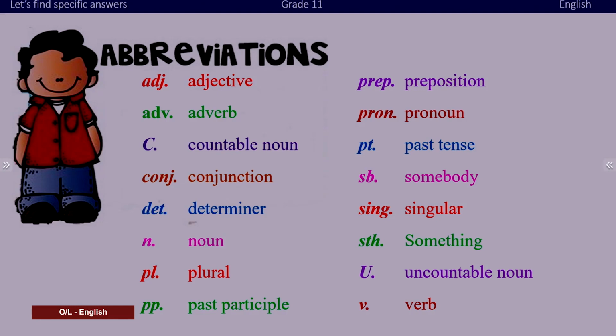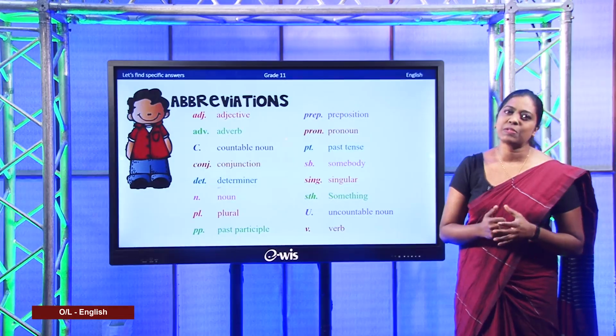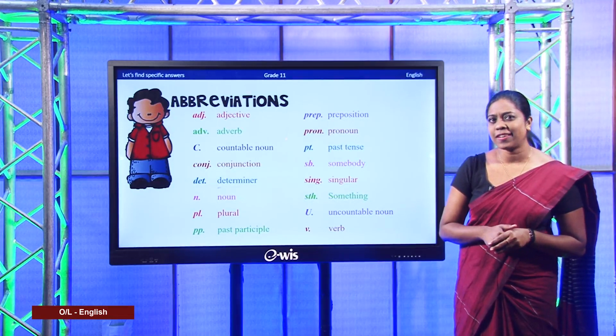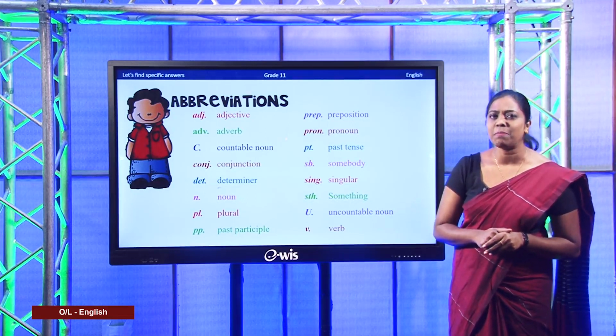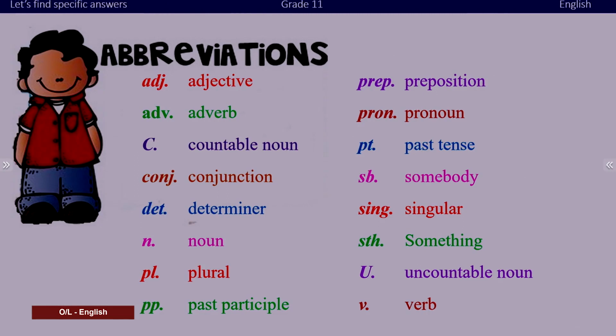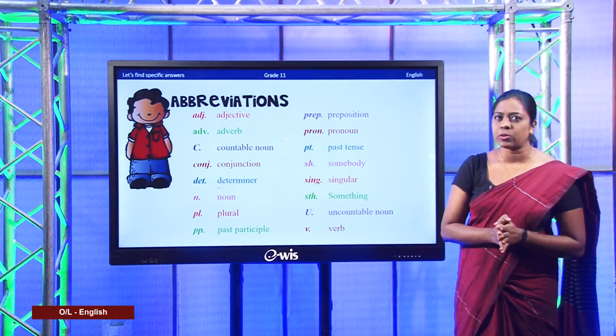And this one, somebody, is one abbreviation which confuses many students. SB, what is that? SB stands for nothing but somebody. Singular, easy to remember word, right? The abbreviation for singular is sing. And STH, this is another confusing abbreviation which stands for something. So remember hereafter, when you come across SB, that is somebody, and STH is something. And for uncountable noun, you would definitely see a capital U, and for verb, you see a simple V. Right, let's go back to the questions now.